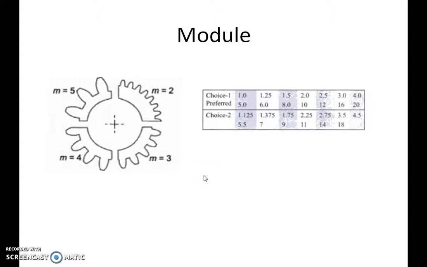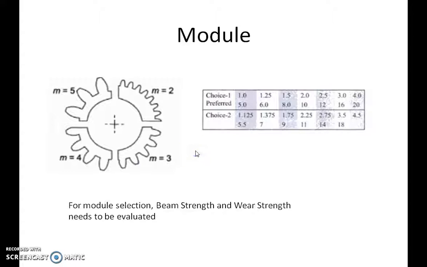There are two choices of module. Choice 1 is called the preferred and choice 2 is the second choice. In choice 1: 1.25, 1.5, 2, 2.5, 3, 4, and so on up to, say, 20. These are the standard module values. The cutters are generally available in the market and are preferred. For module selection, we need to find out the beam strength and wear strength, and these need to be evaluated and compared.